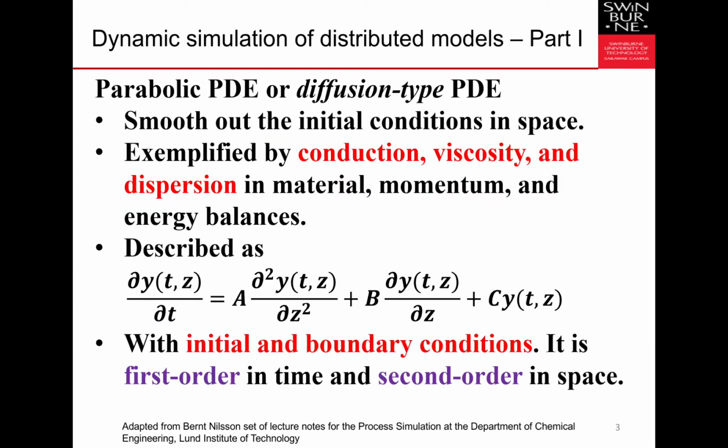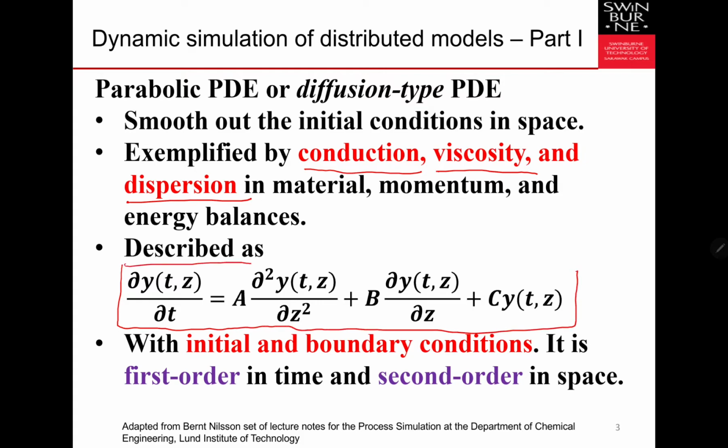So, parabolic PDE is also called a diffusion type PDE. It can be visualized as smoothing out the initial conditions in space. A process that can be described by this parabolic or diffusion type PDE will be conduction, viscosity, and dispersion. This parabolic or diffusion type PDE will have a mathematical expression described by this particular equation. This equation basically gives the most general form of this parabolic or diffusion type PDE.